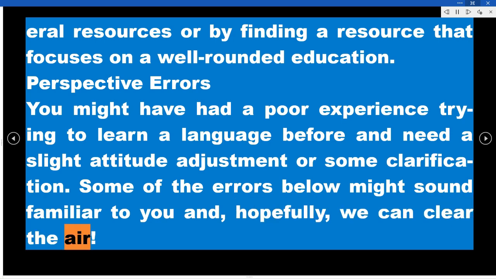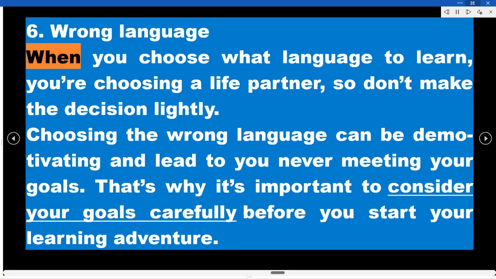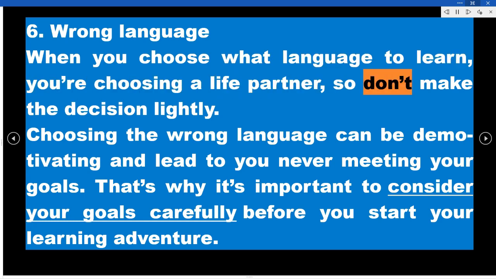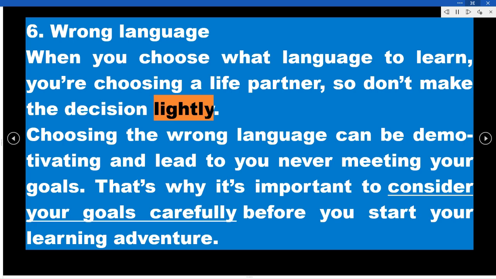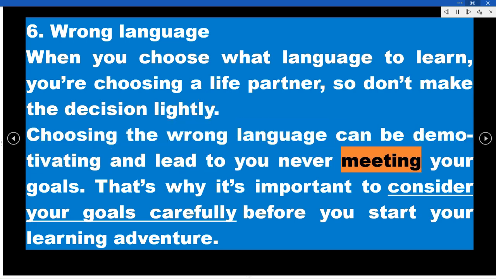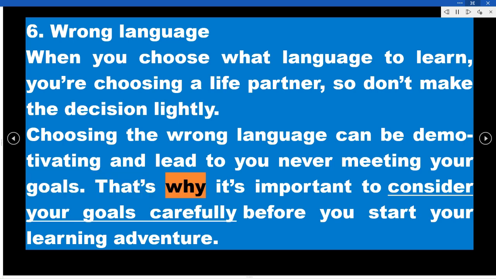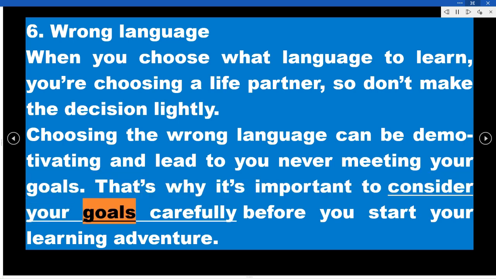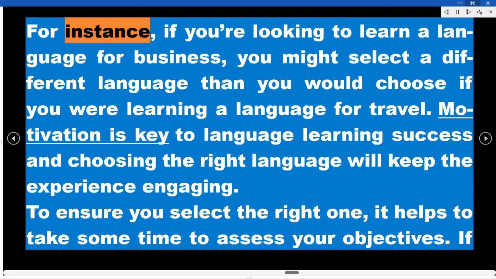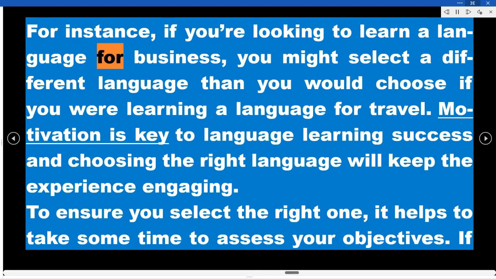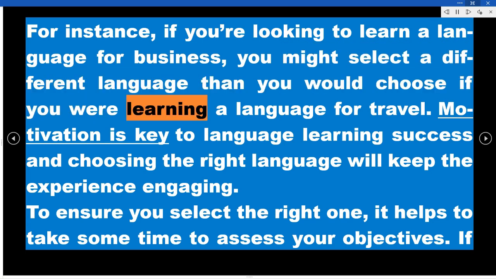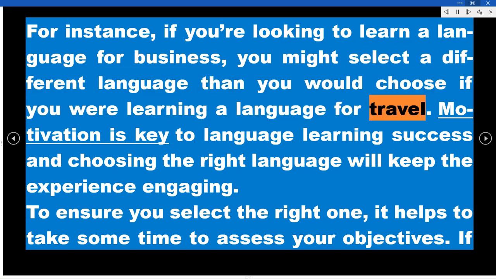6. Wrong language. When you choose what language to learn, you're choosing a life partner, so don't make the decision lightly. Choosing the wrong language can be demotivating and lead to you never meeting your goals. That's why it's important to consider your goals carefully before you start your learning adventure. For instance, if you're looking to learn a language for business, you might select a different language than you would choose if you were learning a language for travel.